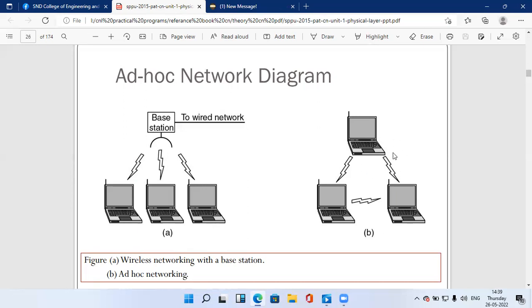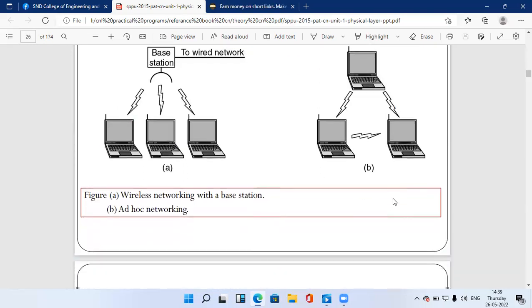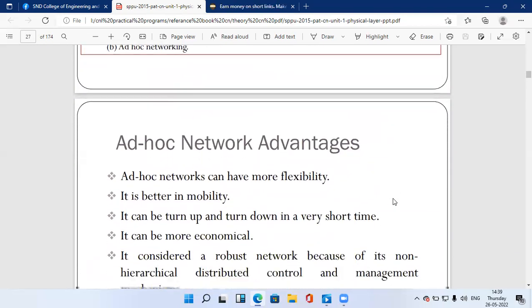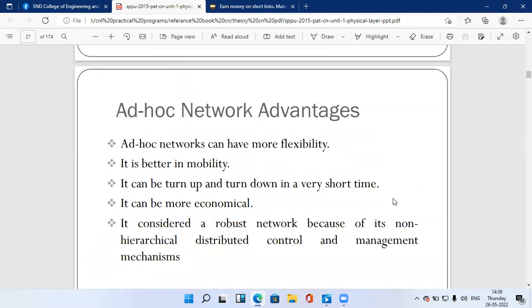Now figure B is an ad hoc network. In an ad hoc network, the base station is missing. The first laptop communicates with the second laptop, and the second laptop communicates with the third laptop. Okay, understood, all of you? So these are some advantages of your ad hoc network.